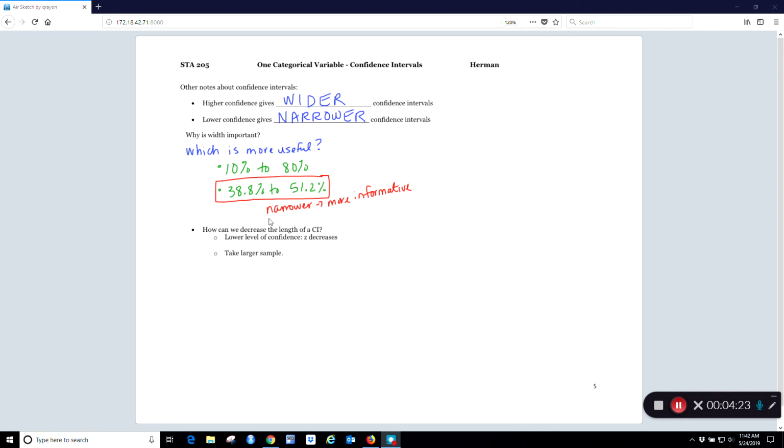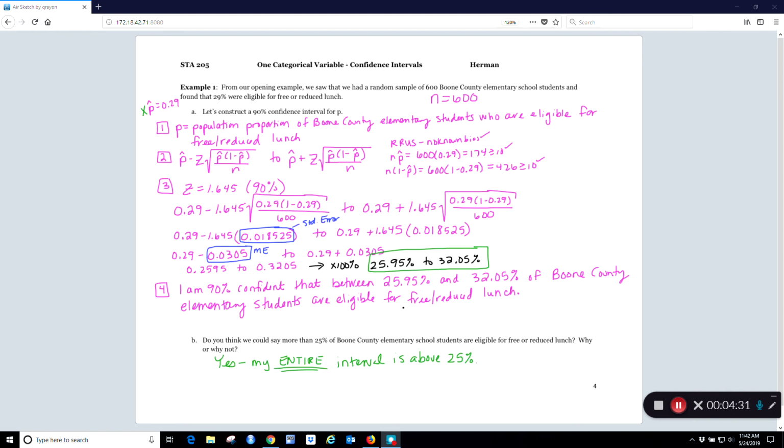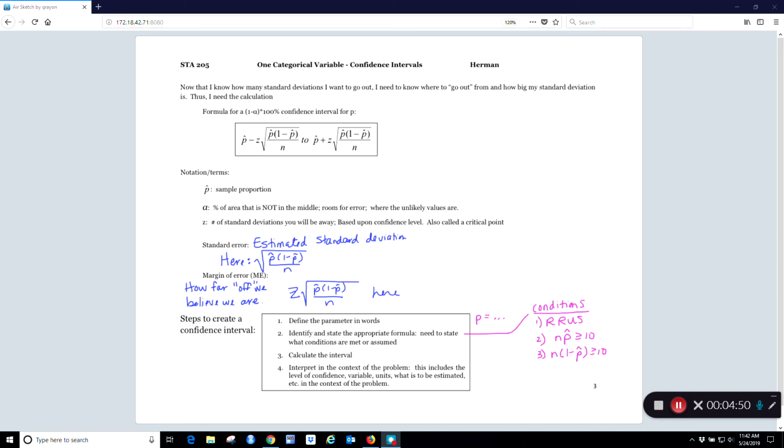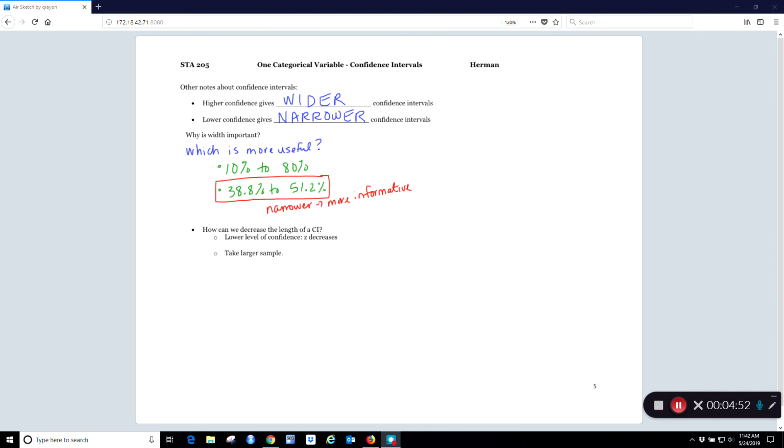So then, how can I make a narrower interval? Well, the first one is obvious. I can lower my level of confidence. Well, but if I lower my level of confidence, right now that chance of me having the correct value somewhere inside my interval has decreased, right? My interval has a much less chance of capturing that true proportion. So even though I get a narrower interval, I'm less confident in my answer.